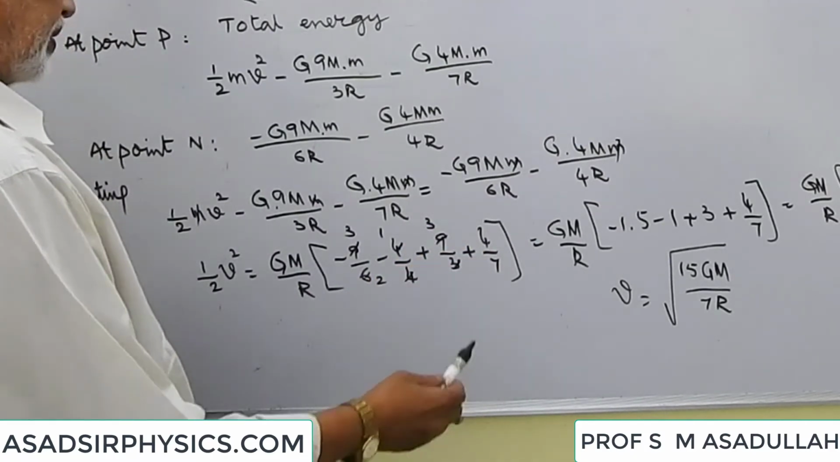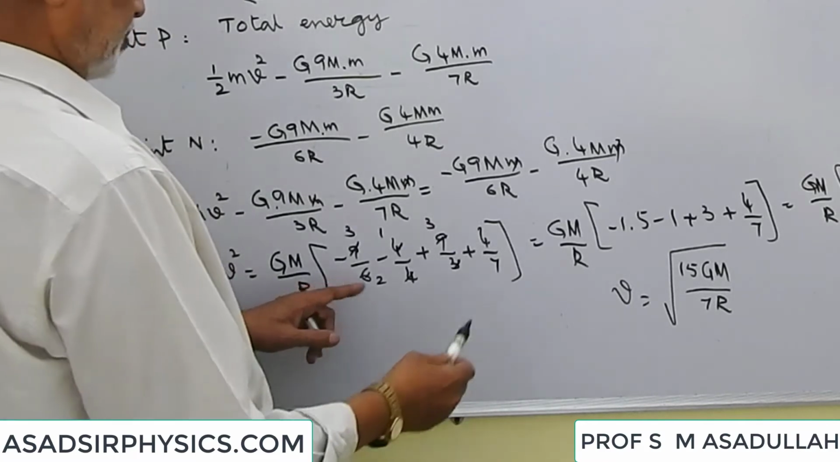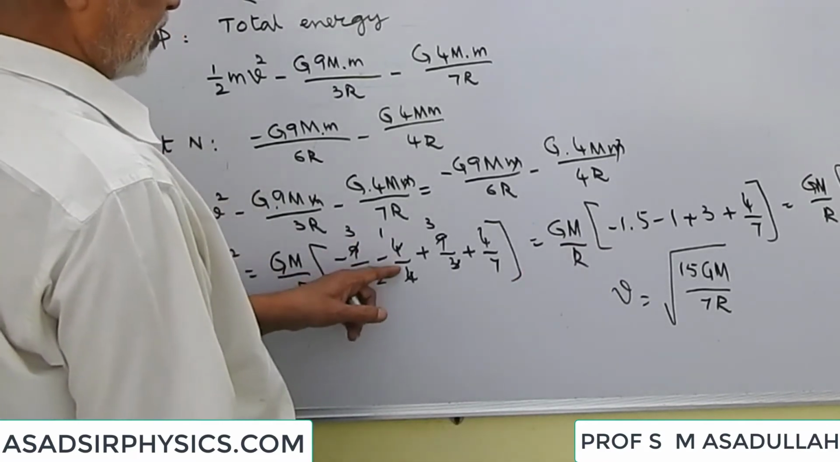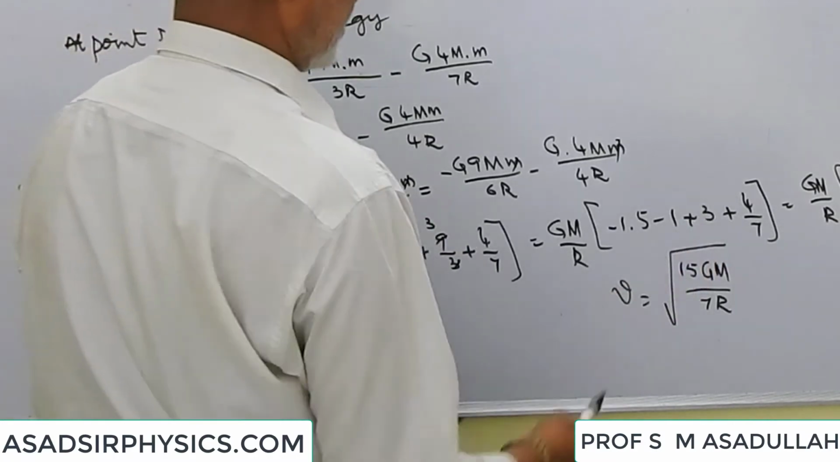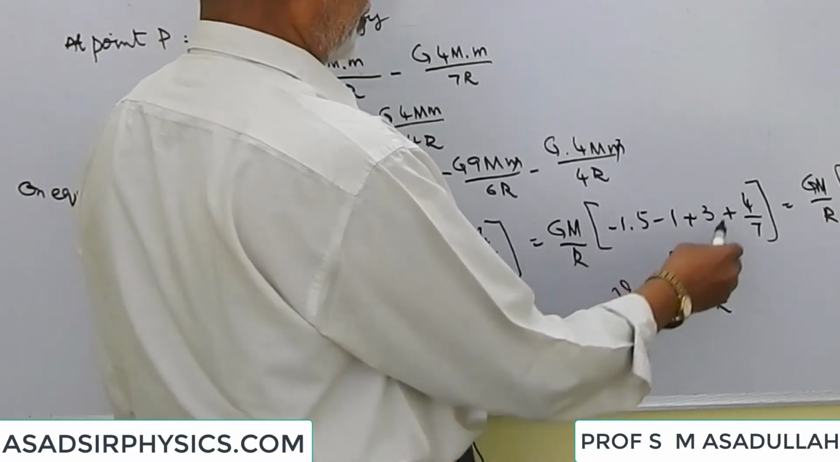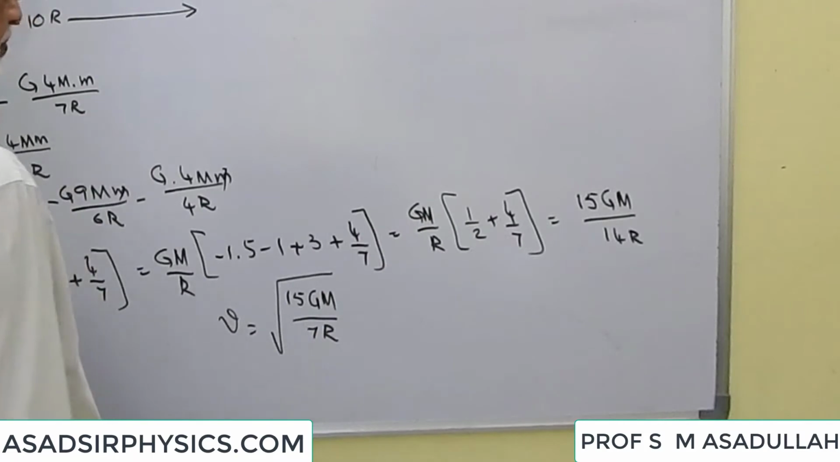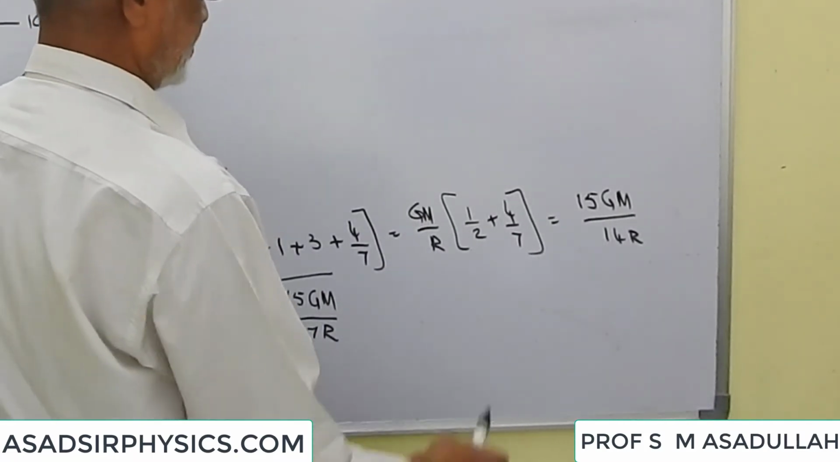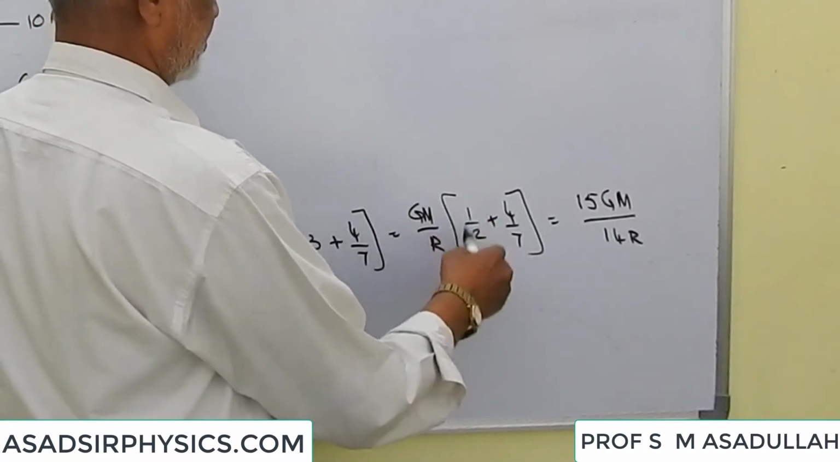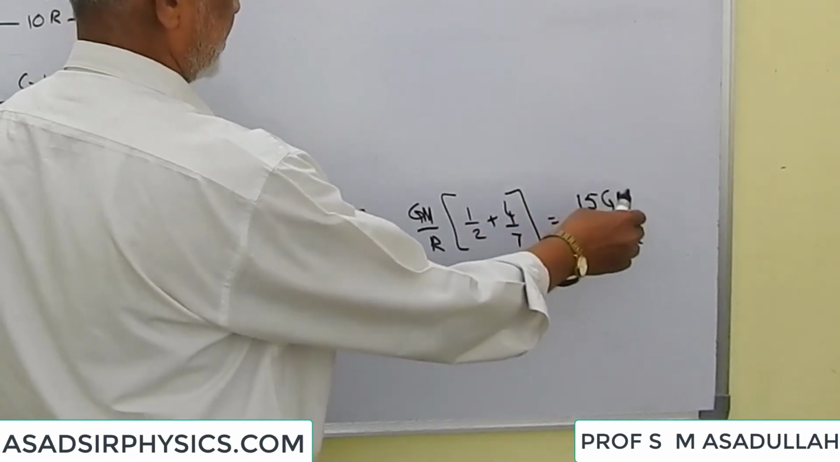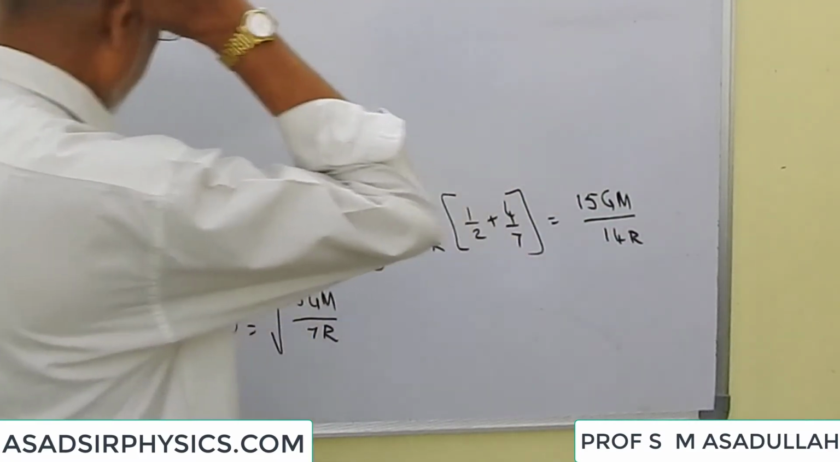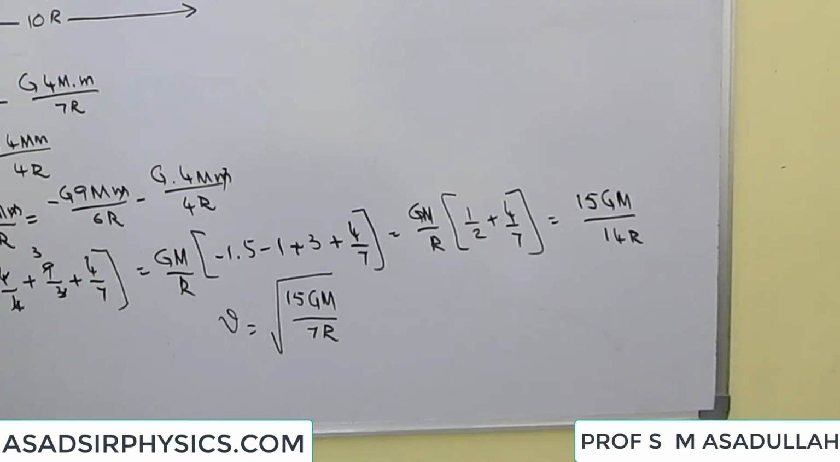This can also be written as GM by r, minus 3 by 2 is 1.5, minus 1, plus 3, plus 4 by 7. 3 minus 2.5 is 0.5, that can be written as 1 by 2, plus 4 by 7, LCM is 14, 7 plus 8, 15. 15GM by 14r. So half v square is equal to 15GM by 14r. So v square is equal to 15GM by 7r. V is equal to whole under root 15GM by 7r.